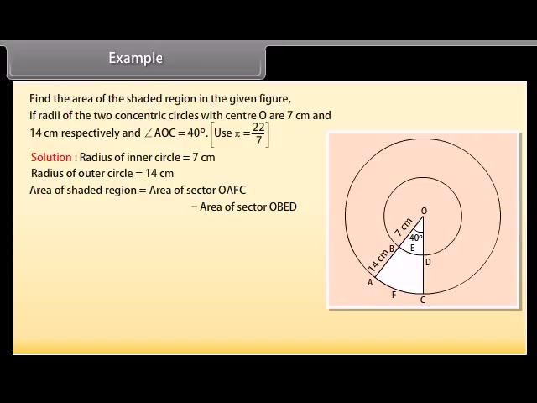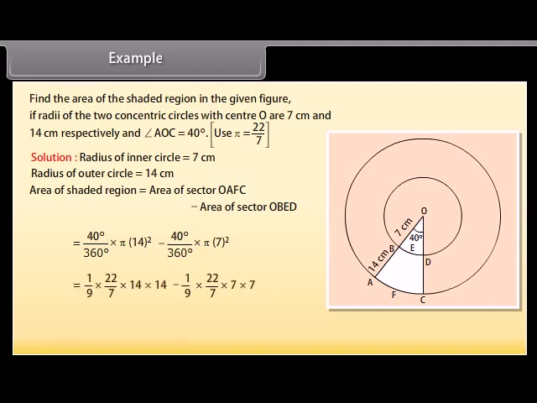Area of shaded region is equal to area of sector OAFC minus area of sector OBED, which is 40 degrees upon 360 degrees into pi into 14 square minus 40 degrees upon 360 degrees into pi into 7 square. Now, by substitution and calculation of the values, we get the area of the shaded region as 154 upon 3 centimeters square.